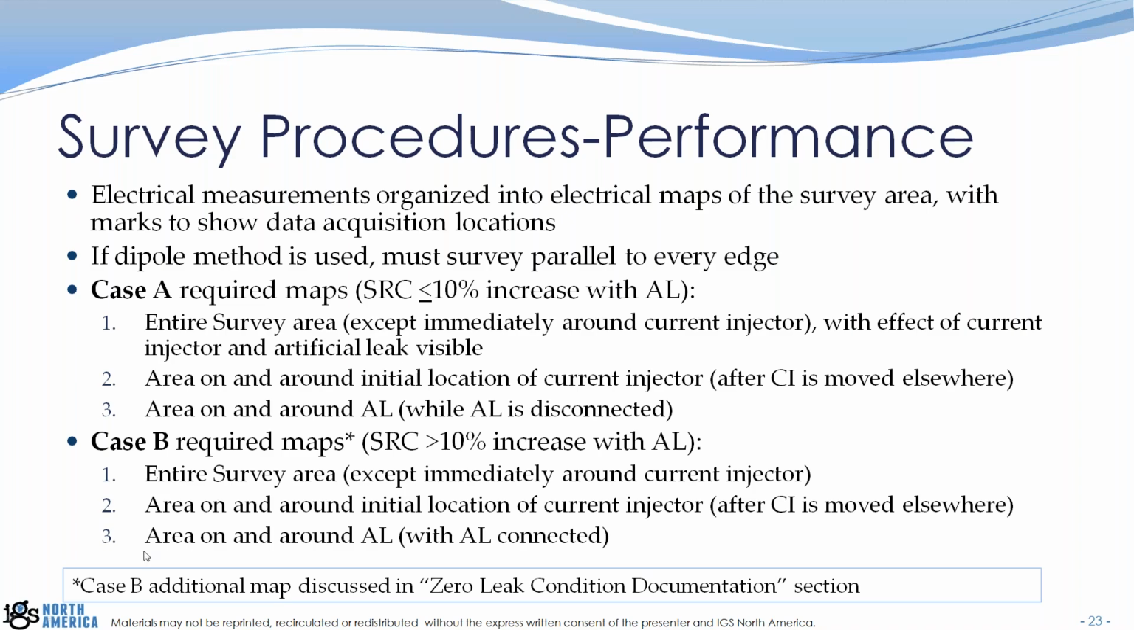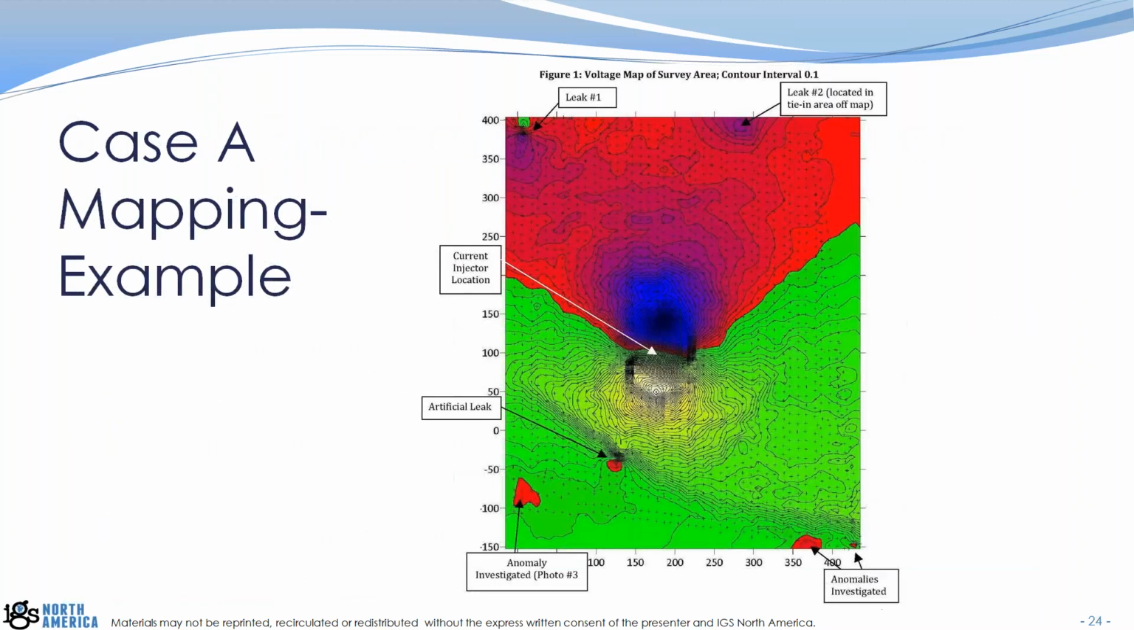So the third map is the area on and around the artificial leak with it connected. So we're going to show examples of those maps next. There's also a fourth map that's required for the zero leak condition, and we'll talk about that later.